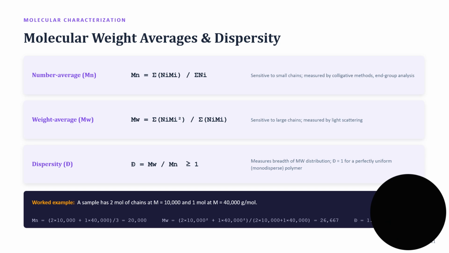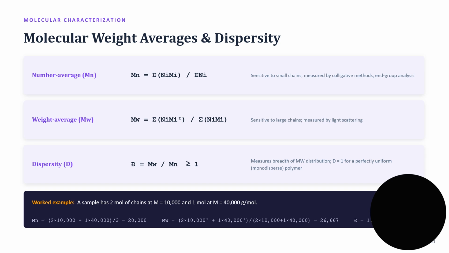Number average molecular weight, Mn, is calculated by summing the number of chains at each molecular weight times that molecular weight, divided by the total number of chains. This is essentially a simple average because it counts each chain equally. It's quite sensitive to the presence of small chains. It's typically measured through colligative property methods or end group analysis.